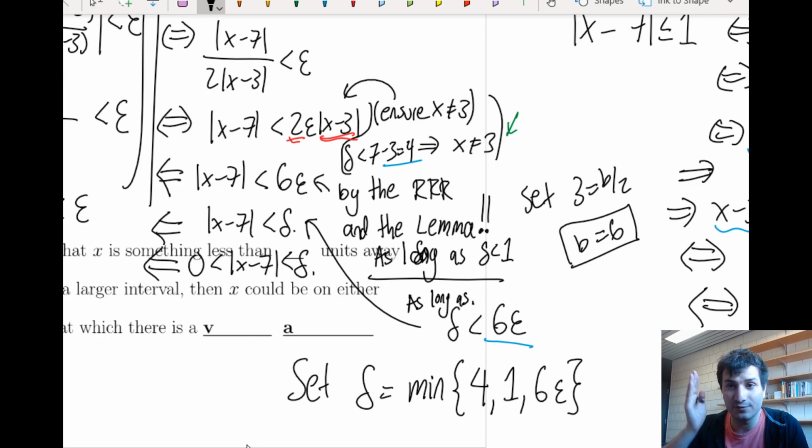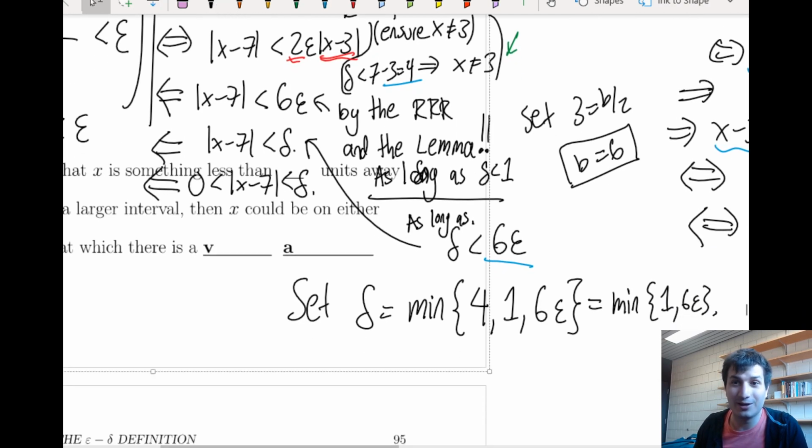Definitely delta will be less than 4. Definitely it'll be less than 1. Definitely it will be less than 6 epsilon. 4 and 1 is kind of redundant. 4 is never going to be chosen to be the minimum. So you could also just write the minimum of 1 and 6 epsilon. Okay, and that, okay, it's over my picture. Here we go. And that is the proof.